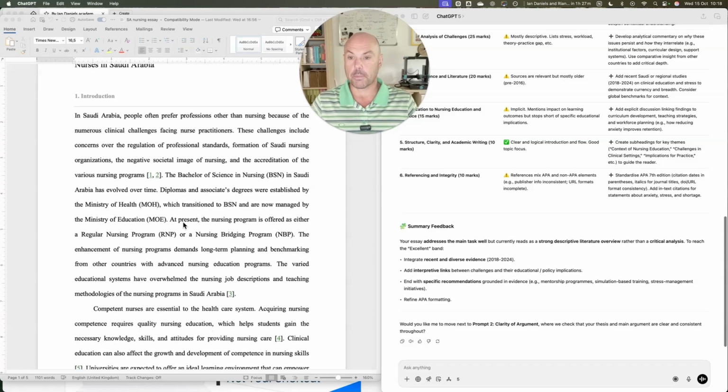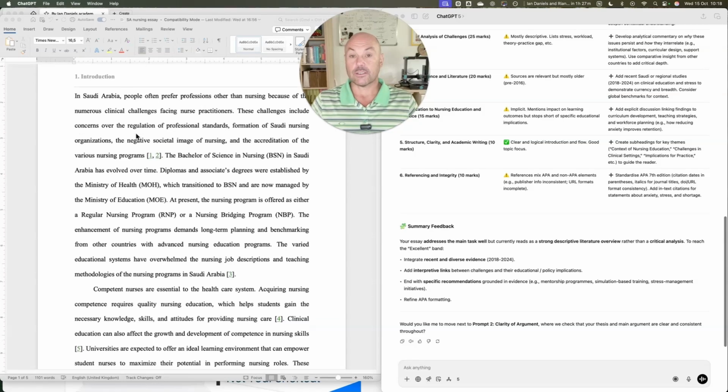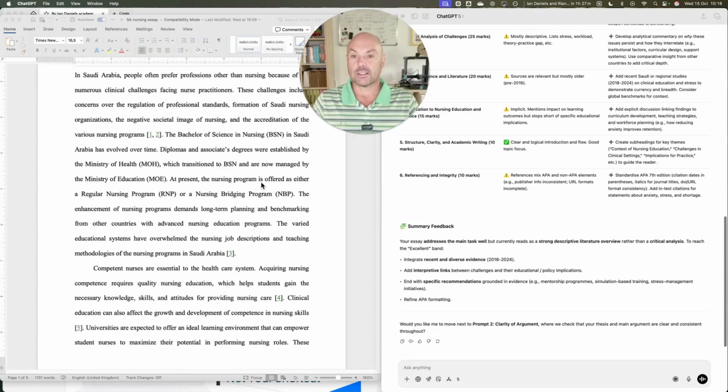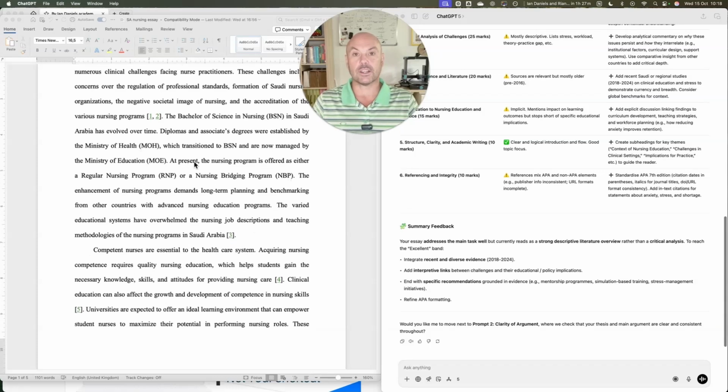Now, I know in this essay, because I've worked on it before, there is a jump here, because it talks about a broad introduction, which is good. It talks about specific changes in the Saudi education system and how nurses are taught and evaluated. But then it jumps to how to improve that here. Okay, so there is a bit of a gap here.